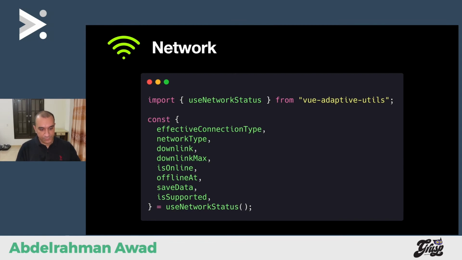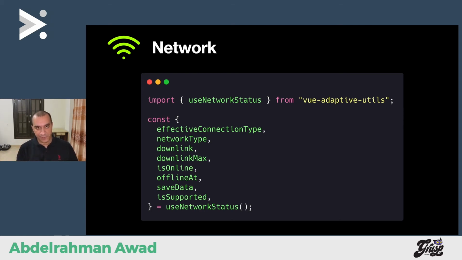So let's end with the network. The network is a very exciting API because we have a lot of use cases for it, because it is the most relatable API out of these. So what can we do with the network?